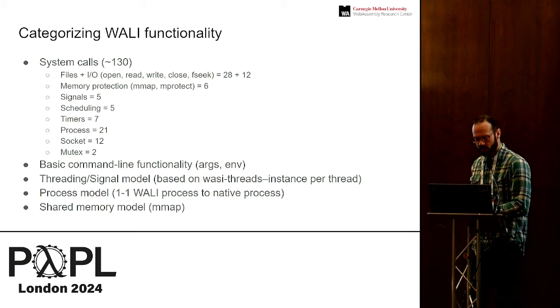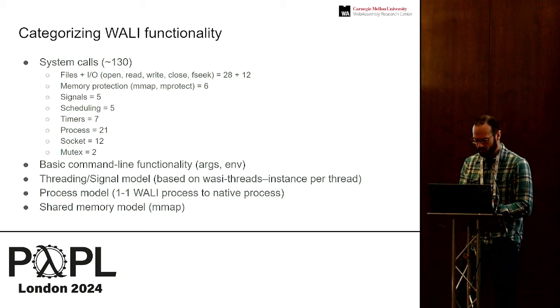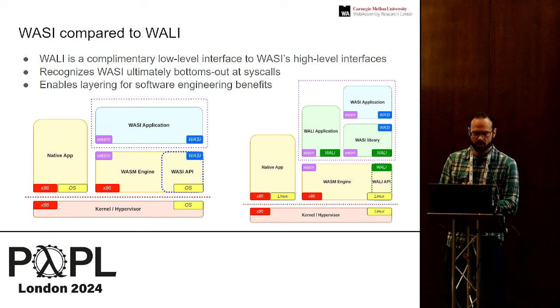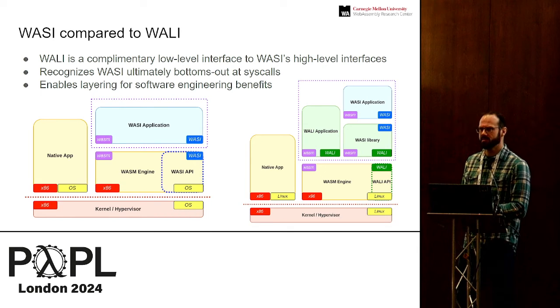And then for mapping, we have to talk about what it means to have shared memory. And we came up with a shared memory model that makes sense. So Luke talked a lot about the component model and mentioned WASI. WASI is this collection of APIs which are high level and going to be portable. WALI, you can think of it as a complementary interface to WASI.